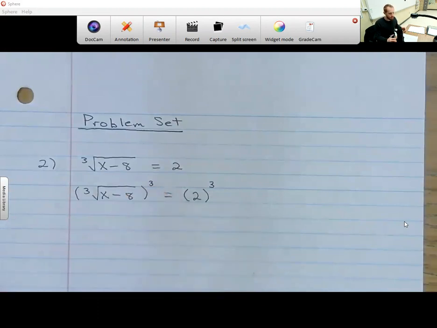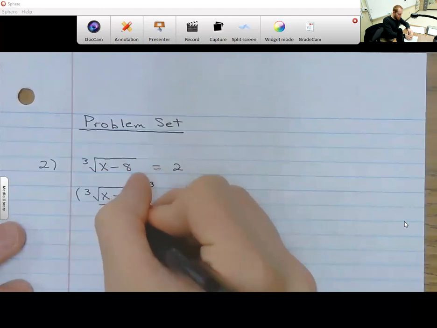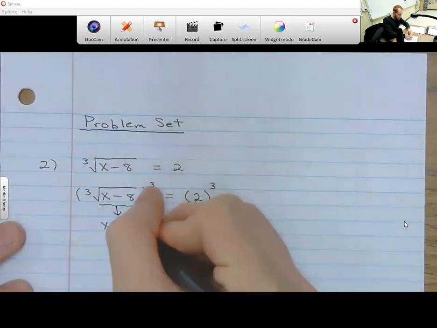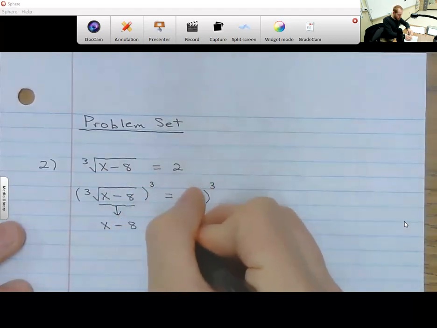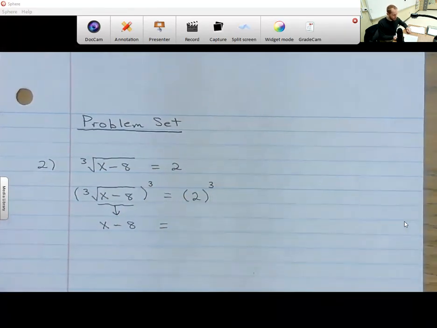So I'm really just left with whatever's inside the radical sign. And whatever's inside the radical sign, don't change it, don't do anything to it, just bring it out. So the x minus 8 is going to come out just as it is. The right side is going to change though, because I've got 2 to the 3rd power. And we know that 2 to the 3rd power is 2 times 2 times 2. That's going to give me 8.